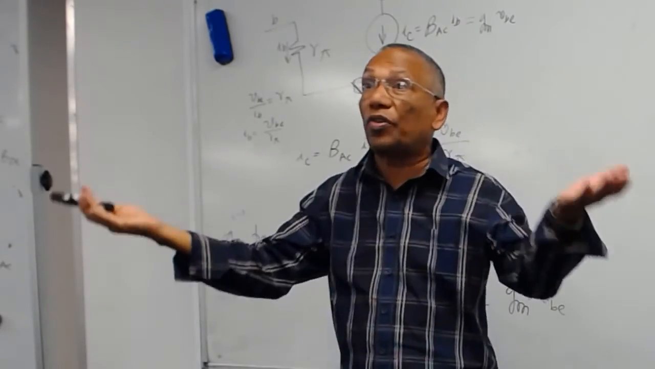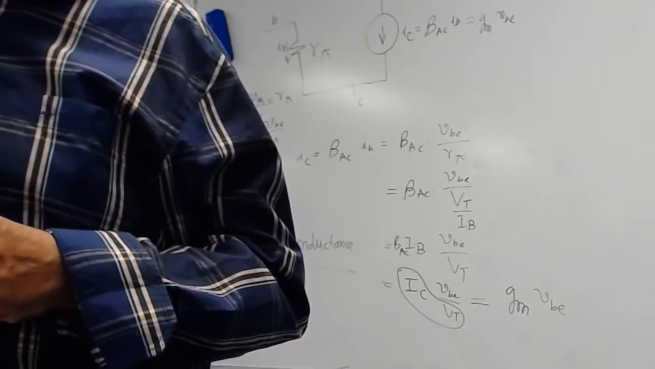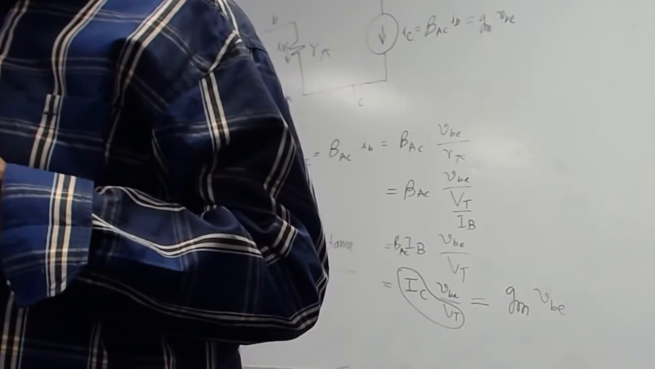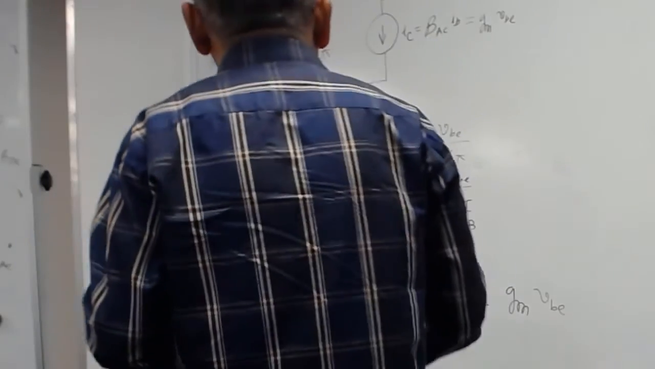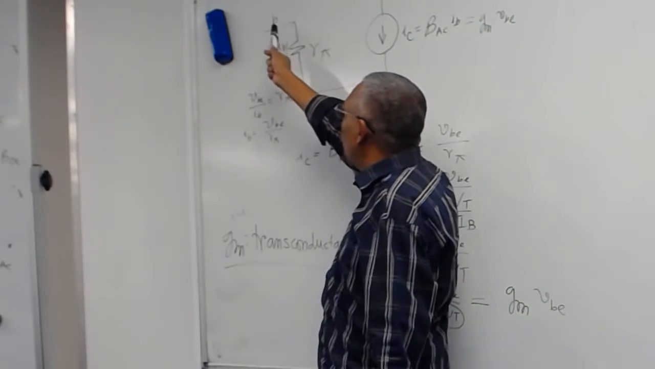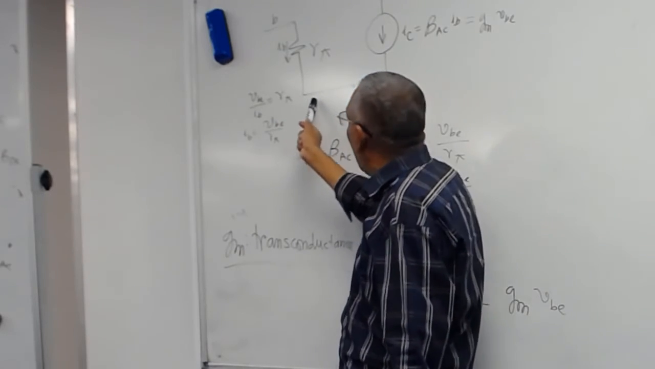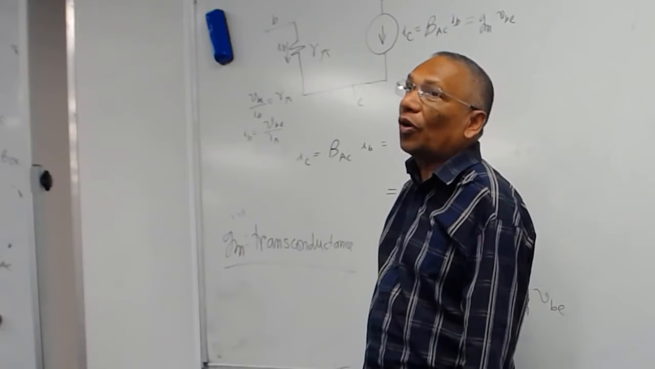So why is it called trans? Why don't you call it just conductance instead of transconductance? There's a conductance at another spot. Exactly, brilliant. The conductance is at another spot. Your voltage is here in this branch, and your current is not in the same branch. Your current is here. That's why you call it trans.